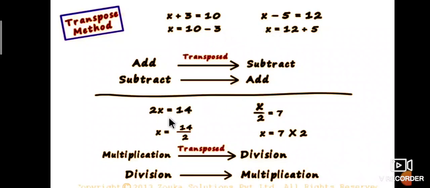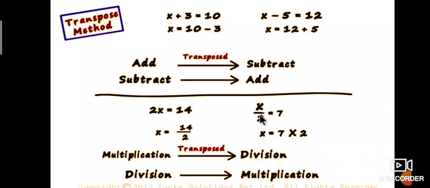Therefore, observe another two examples with multiplication and division. 2x is equal to 14. The multiplication, when transferred to the right side, becomes division. So x is equal to 14 by 2. Observe that one: multiplication transfers to division. Is it understood?